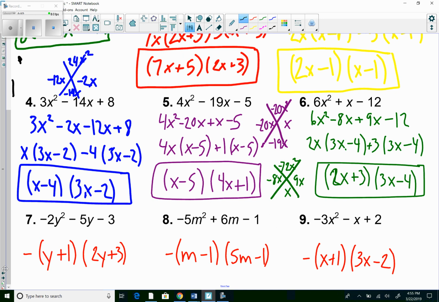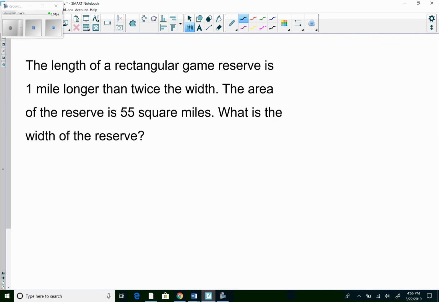And then, so like I said, these last 3 are the examples, just like that negative 4x squared minus 8x plus 5. Okay, we're almost there. We just have the word problem left, and then we will be good to go. Okay, so here's what we have.